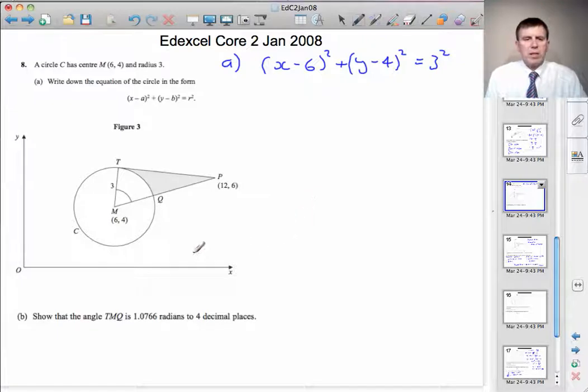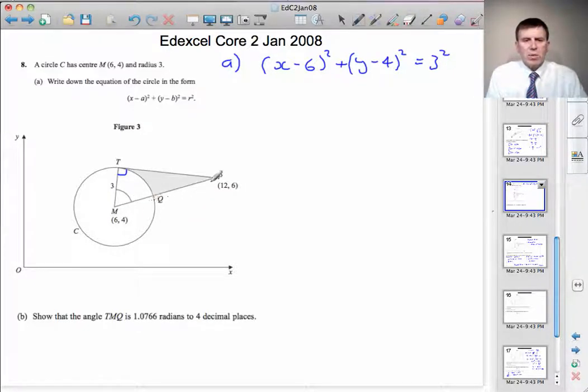Part B. Show that the angle TMQ is 1.0766 radians to 4 decimal places. Well, what we need to realise here is this is a right angled triangle, and the reason it's a right angled triangle is that is a radius of the circle and that is a tangent, and the angle between a tangent and a radius is 90 degrees.